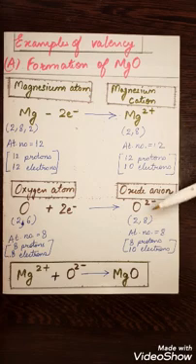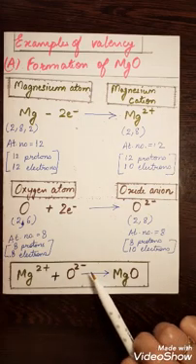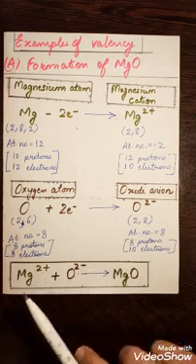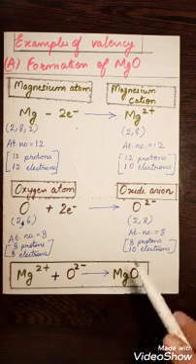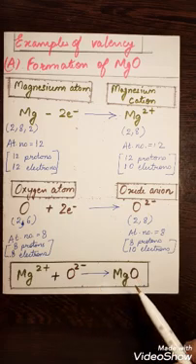Okay. Now these ions combine together: Mg2+ plus O2-. The 2 positive and 2 negative charges cancel out and balance each other, and then MgO is the final product. Okay. This is the formation of magnesium oxide.